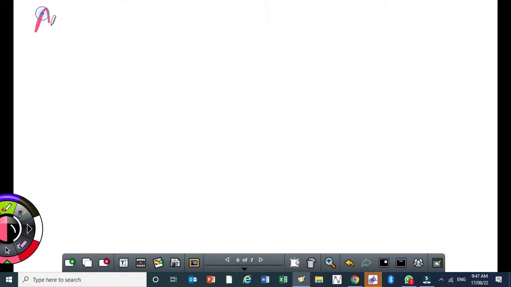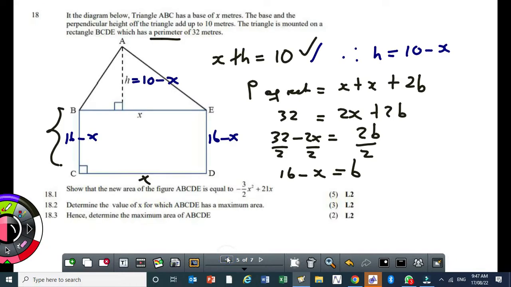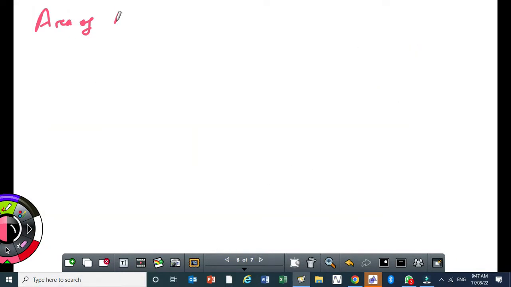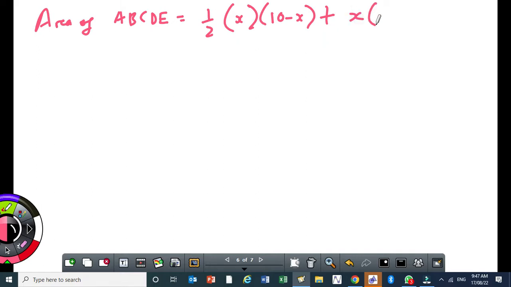So, the area of that figure ABCDE is going to be, let's start with half base times height, which is the area of the triangle. So our base is x, and our height, we got it as 10 minus x. Plus the area of the rectangle, it's L times B. So our length is x, and our breadth is 16 minus x.